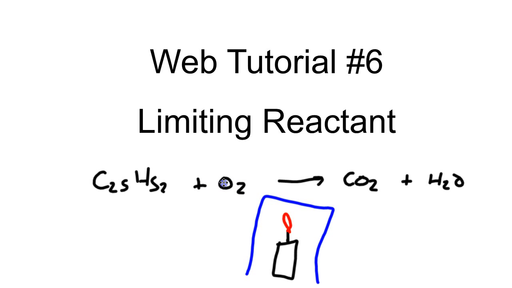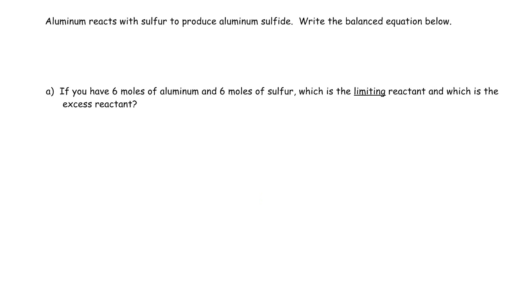We were also able to see this. We talked about making cookies, and we found the recipe, and then how many cookies we can make depending on a certain amount of recipe. And we're going to look at a problem involving a chemical equation for the rest of this tutorial. So our problem is as follows. We have aluminum reacting with sulfur to produce aluminum sulfide.